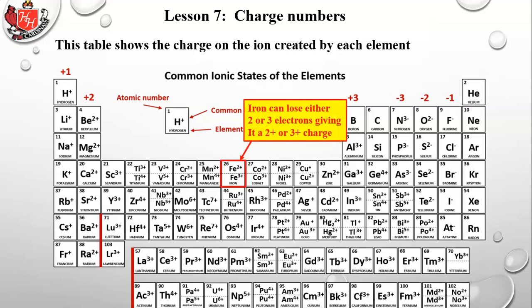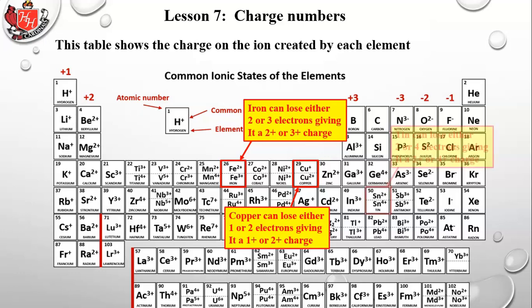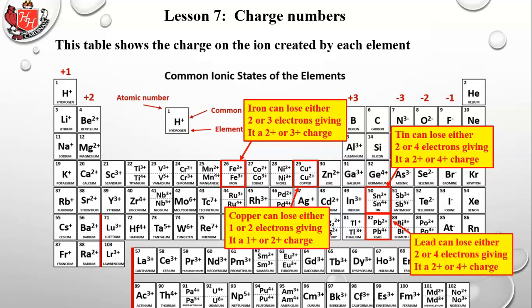So here's some examples. Iron can lose either 2 or 3 electrons, giving it a 2+ or 3+ charge. Copper can lose either 1 or 2 electrons, giving it a 1+ or 2+ charge. Sn is tin. Tin can lose either 2 or 4 electrons, giving it a 2+ or 4+ charge. And lead, Pb, can lose either 2 or 4 electrons, giving it a 2+ or a 4+ charge. One thing to keep in mind is that metals always become cations.